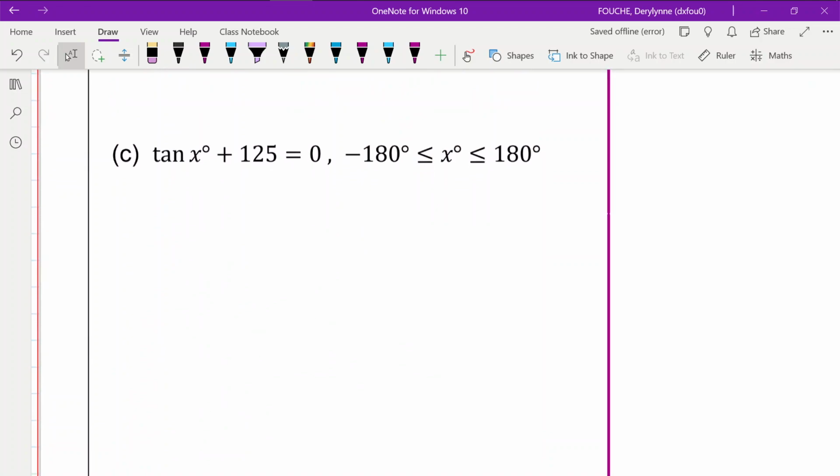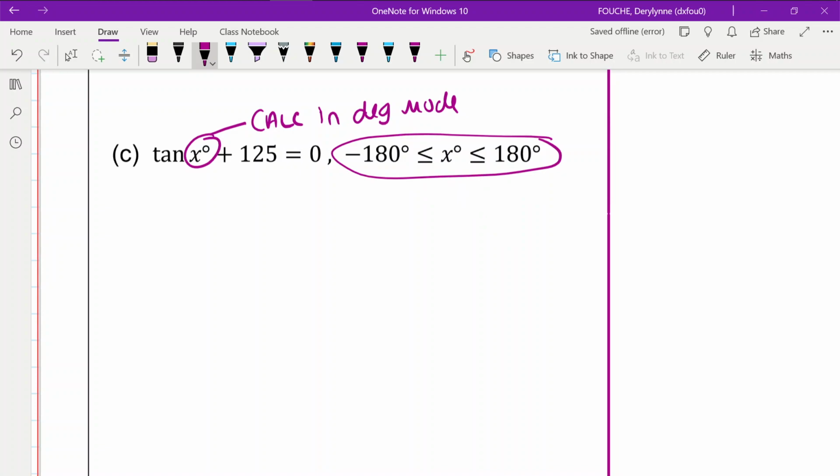Alright, last one in this section. And now you need to be careful. This is in degrees. Your calculator must be in degree mode, else all your answers are going to be wrong. Also, your domain is in degrees. We have one solution clockwise and one solution anti-clockwise. So let's rearrange this first. We have tan of x degrees is negative 125, and we are going to follow exactly the same rules.